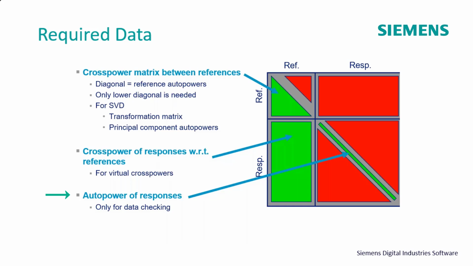Okay, and then if you have the autopower of responses, that can be used for data checking. So this would be your targets. You can have the autopower of the targets to compare with the total contribution of the targets at the end of the TPA. So left side is required data: reference autopower matrix, cross power matrix to all the references. Right side is your targets. That's nice for data checking.